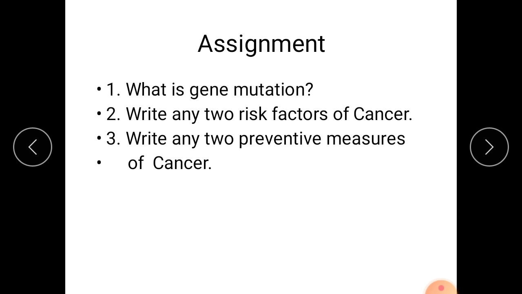So at the end, there are some assignments you can attempt. The first assignment is, what is gene mutation? The second one is, write any 2 risk factors of cancer. The third one is, write any 2 preventive measures of cancer. So these are the 3 assignments on this chapter.